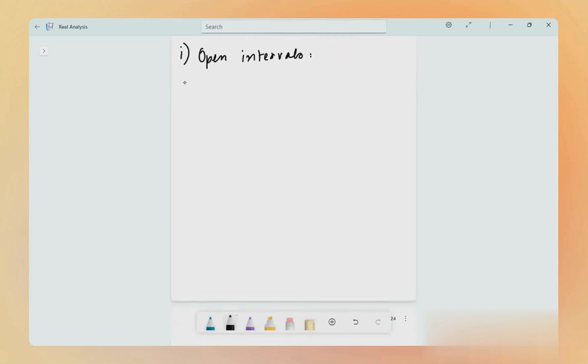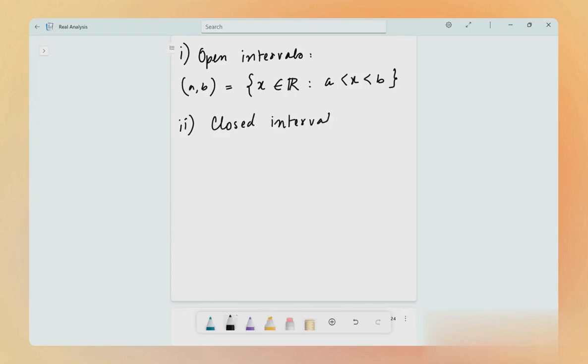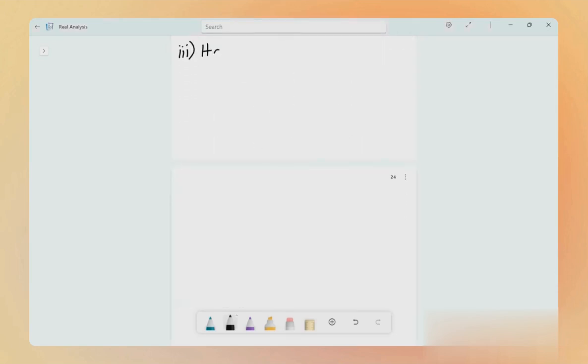Now, we all know what open intervals are. The one within open brackets, right? For example, let's take A and B. This means X which belongs to R where A is less than X and X is less than B. Now, the next type is closed interval. What is a closed interval? With closed brackets like A and B, this means X belongs to R where A is less than or equal to X and X is less than or equal to B. The third type is half open intervals.